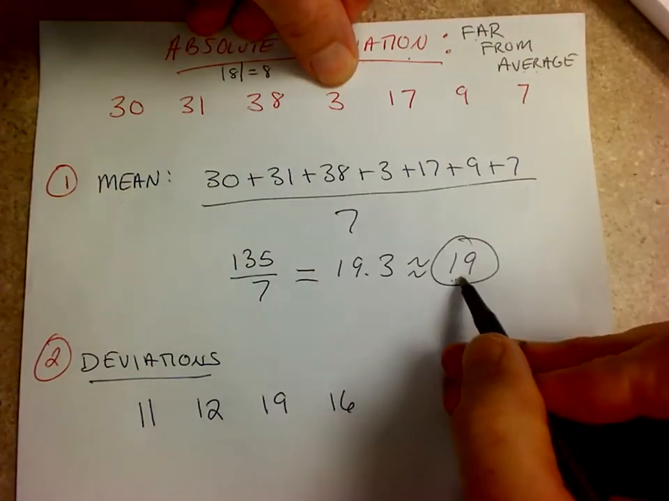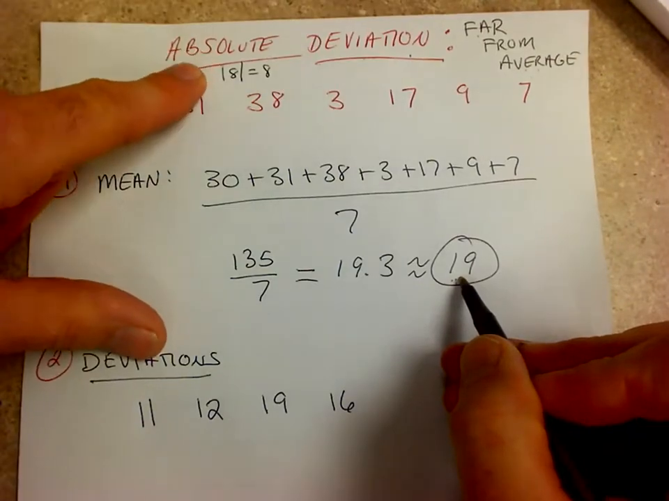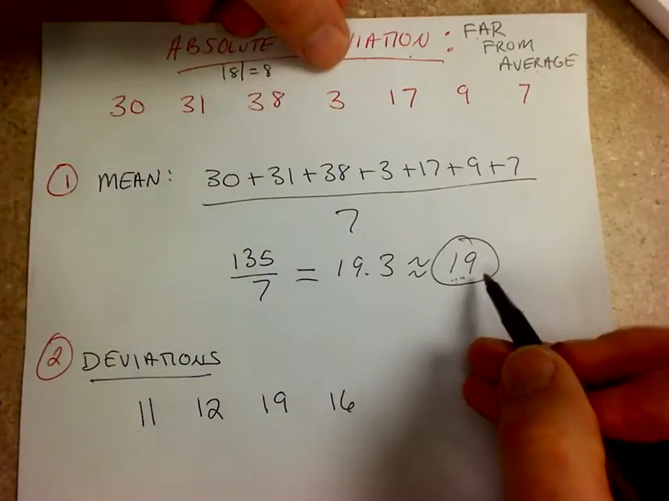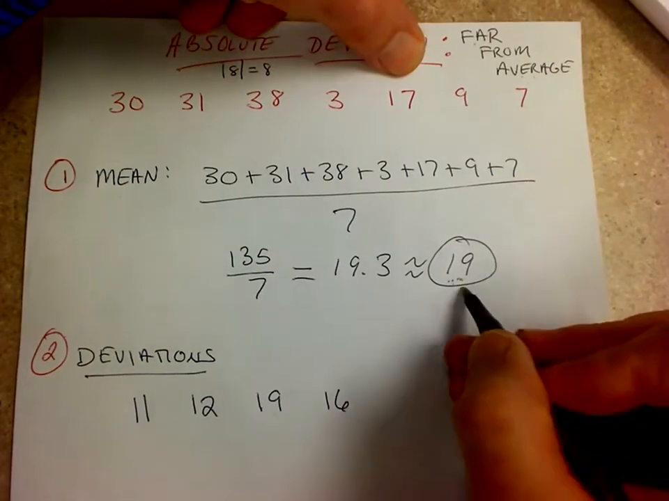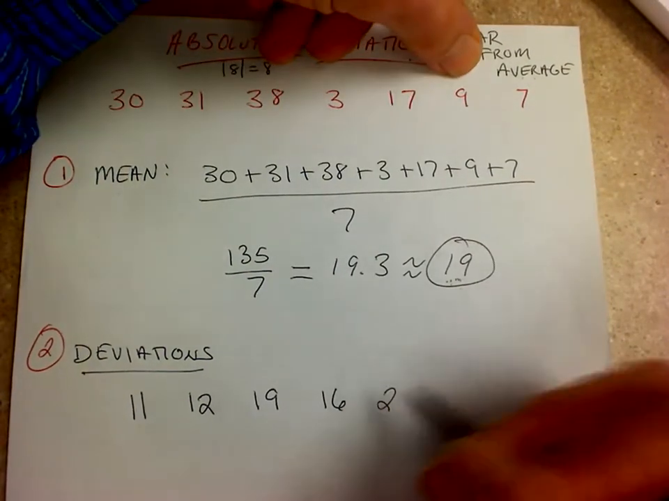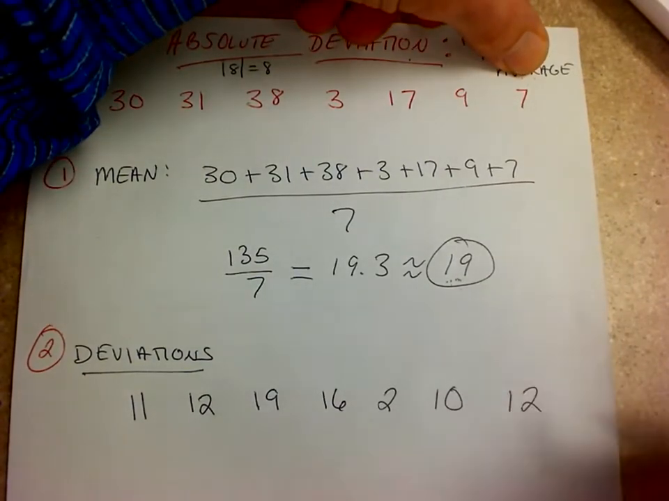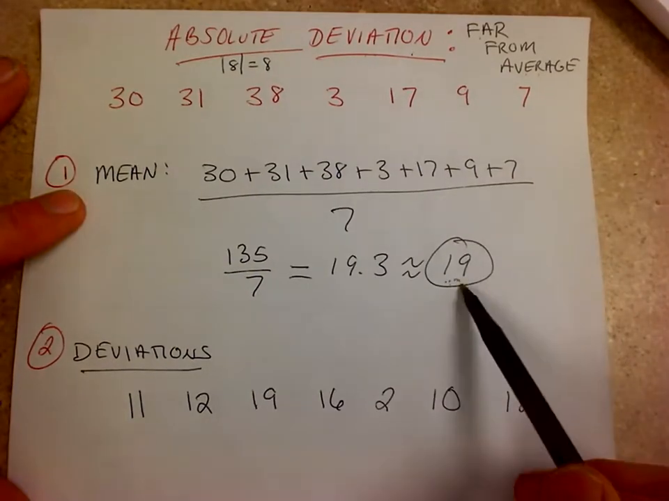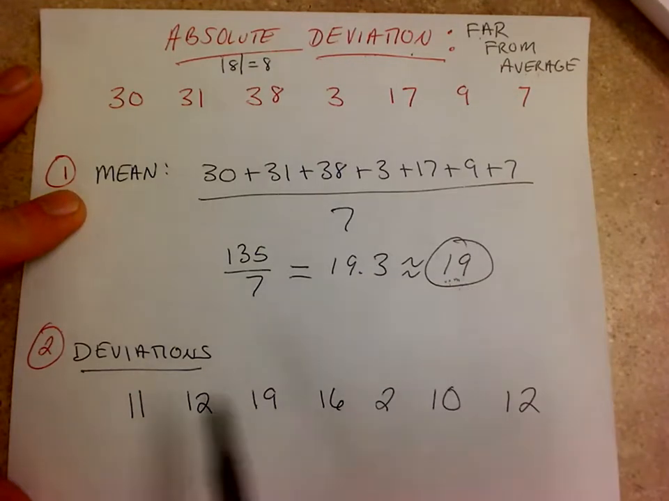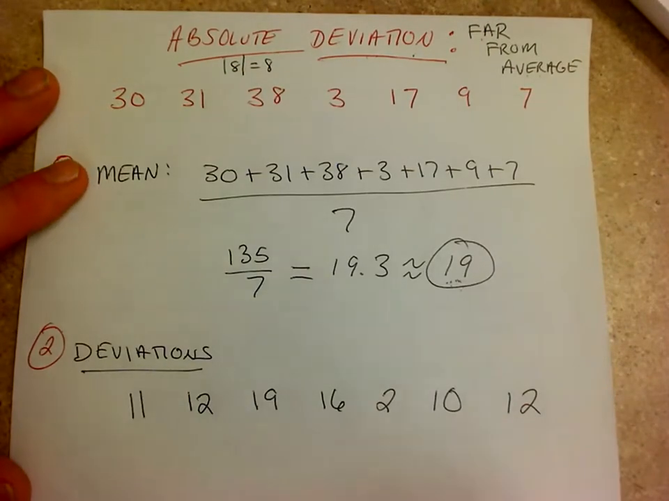Now again, some of you may be thinking that this is a negative 16, but we're not really specifying whether positive or negative, because remember, we're talking absolute here, so everything's going to be positive. So we just want to know what's the positive distance between these two values, and that's 16. 17 is 2 away from average, 9 is 10 away from average, and 7 is 12 away from average. Okay? So we establish our baseline, which is our average, and then we get all of our deviations, which is how far we are away.